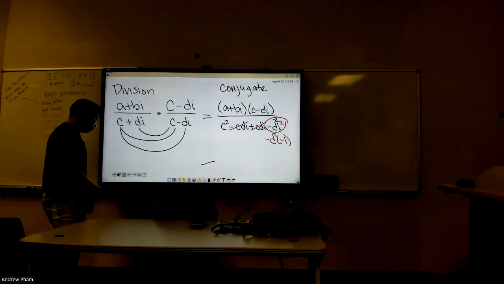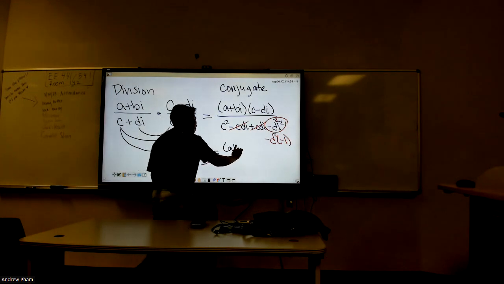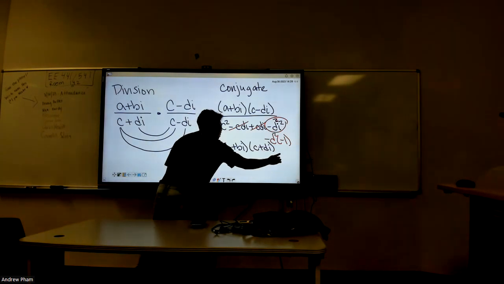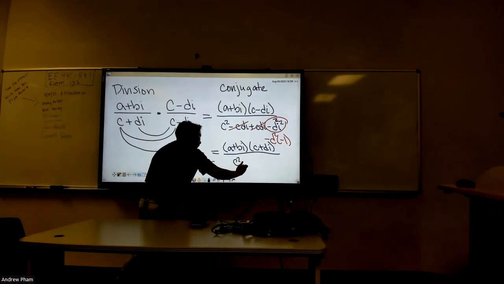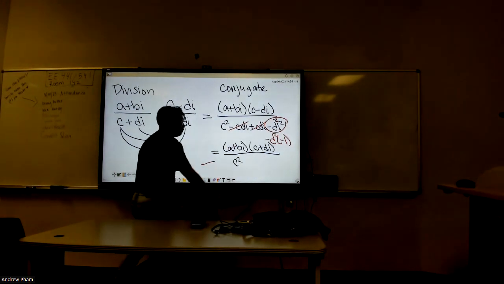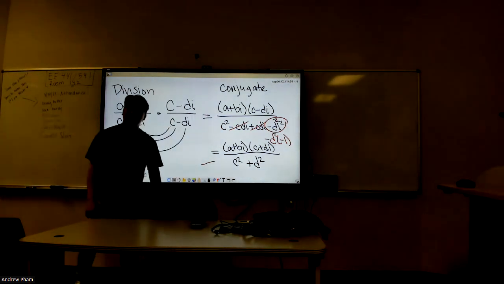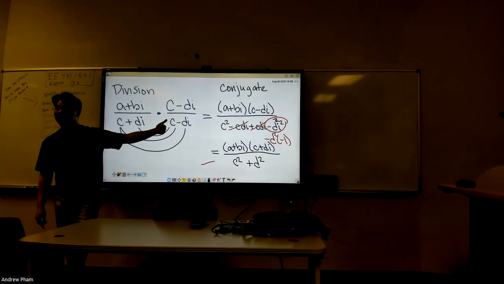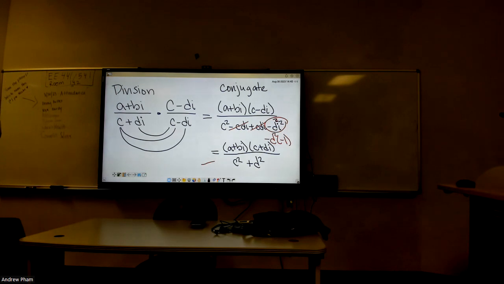So really, if I clean all of this up, this becomes on top a plus bi, c plus di. What can I write on the bottom? Well, I got c squared. These are gone. Plus d squared. So by multiplying by this very specific expression, it actually gets rid of all of the i's on the bottom, and this will always occur.